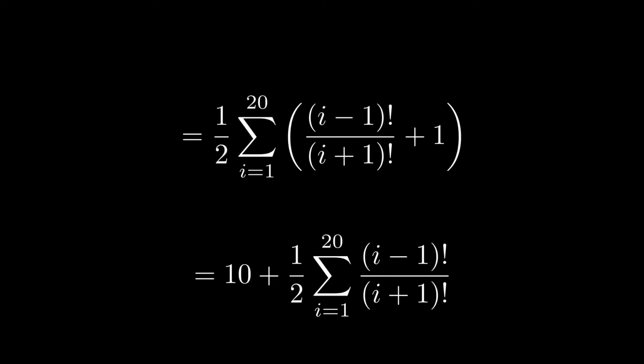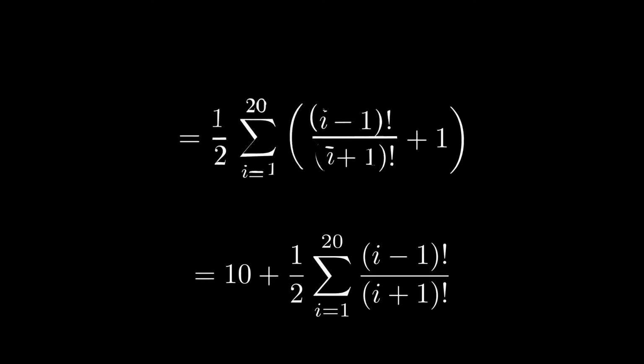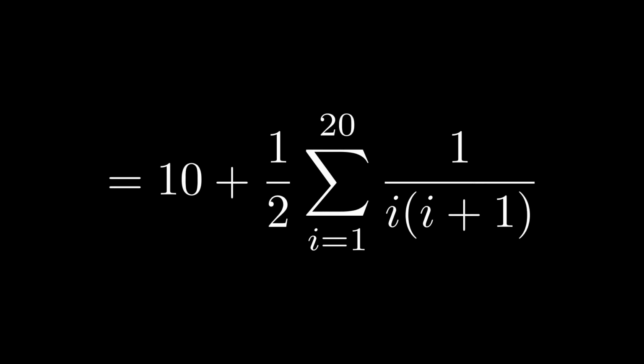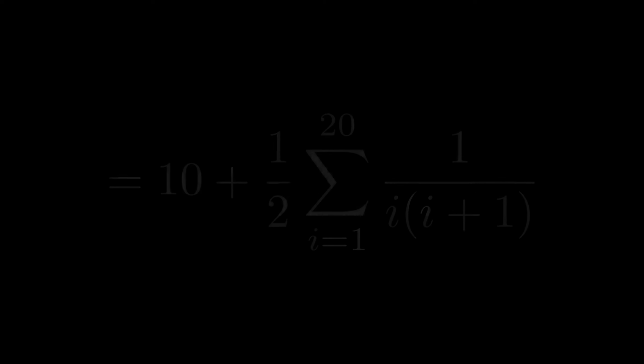Now, let's reduce this fraction that's i minus 1 factorial over i plus 1 factorial. We can cancel out the i minus 1 factorial, and we'll be left with 1 over i times i plus 1. However, we don't quite know how to solve this, so let's transform it into something that we do know how to solve, using a technique called partial fraction decomposition.